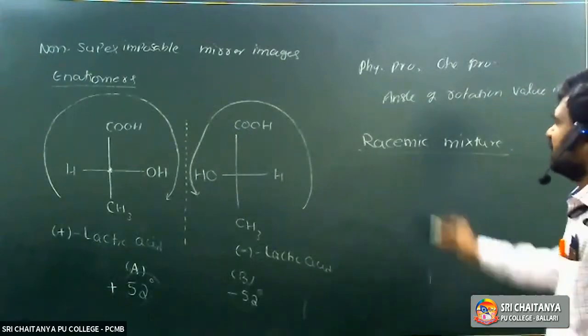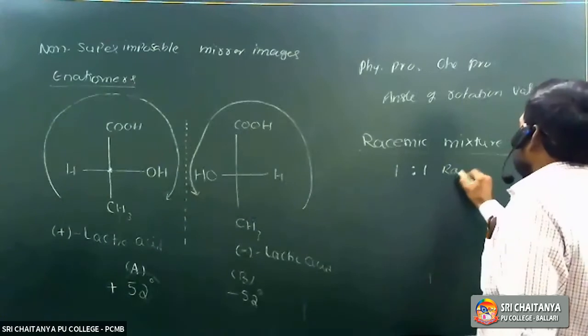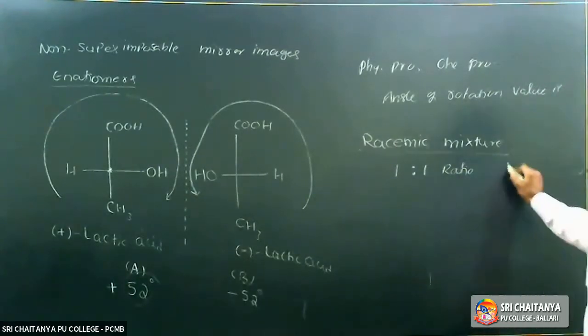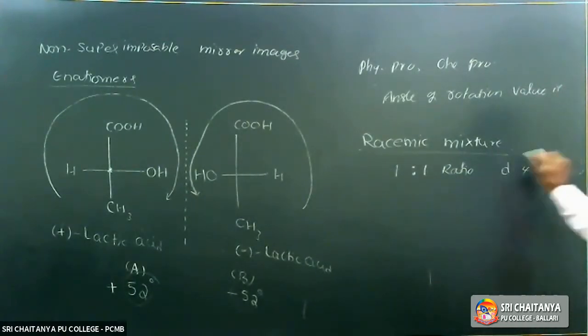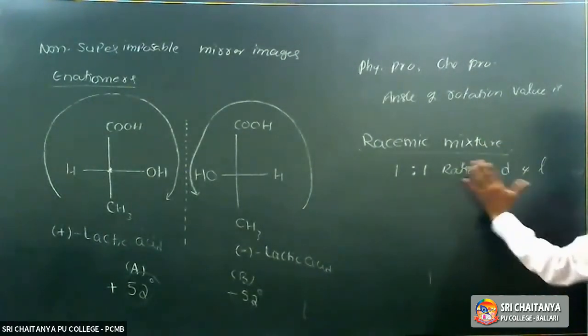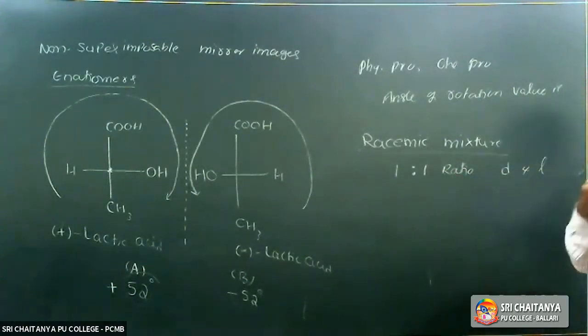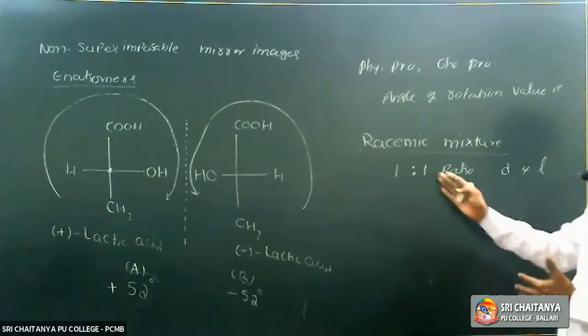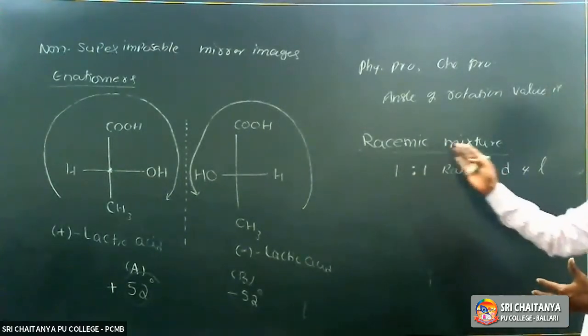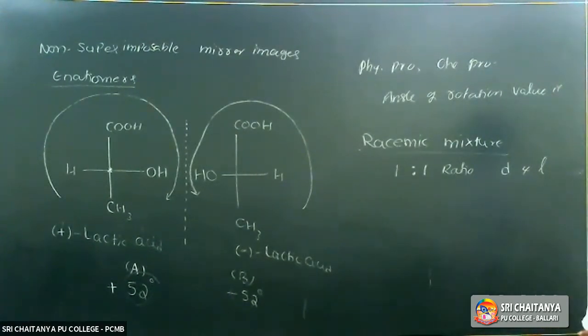So what is a racemic mixture? An equimolar mixture, a 1:1 ratio, of dextrorotatory compound and levorotatory compound is called a racemic mixture. If you take 50% dextrorotatory compound and 50% levorotatory compound, this mixture is called a racemic mixture. This process of intermixing D and L compounds in the preparation of a racemic mixture is called racemization.